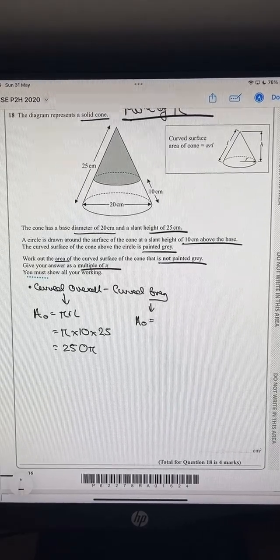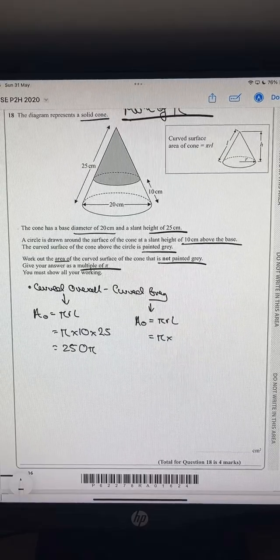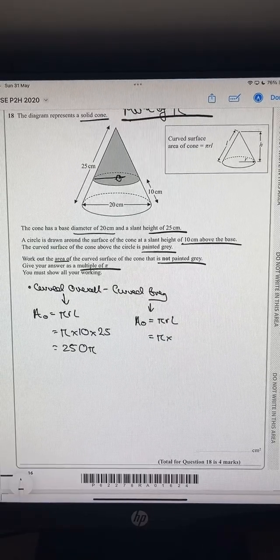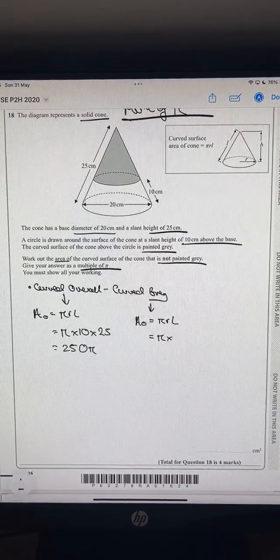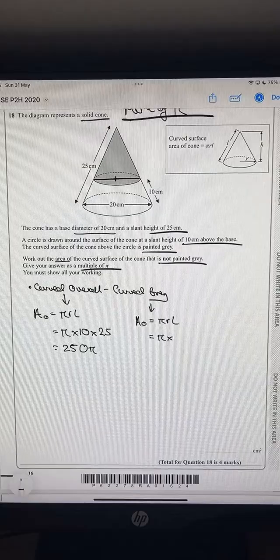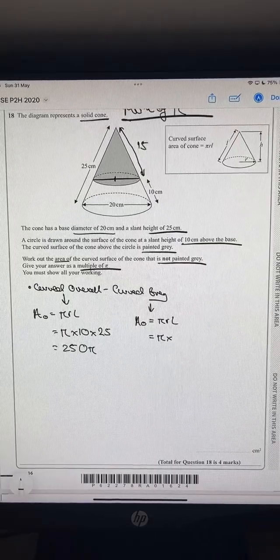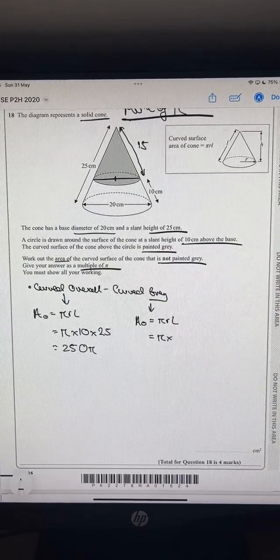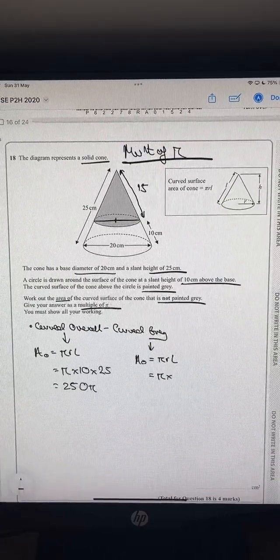Then the curved gray area is going to be equal to pi r l, and this is where you've got a bit of work. What is my radius? Well, that's this part here, but they've not given me the radius, so I need to figure it out. They've given me this slant height of 10, so this is going to be 25 minus 10, 15. I can figure it out using scale factors between my large cone and my small cone. And it's a linear scale factor because I'm talking about lengths, not surface areas.